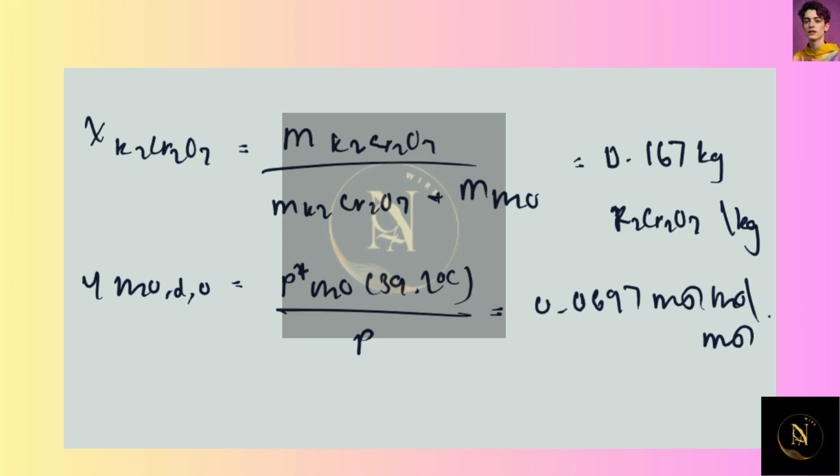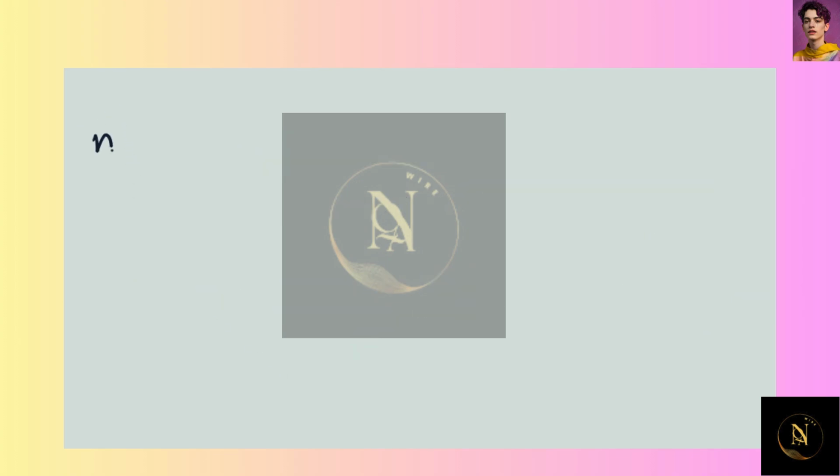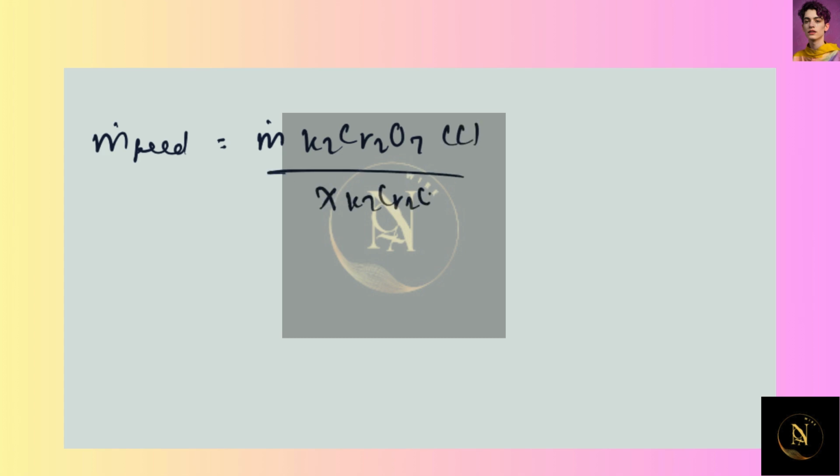So we have the mass flow rate of the crystals produced, that is 1,000 kilograms per hour, and the mass fraction of K2Cr2O7 in the feed solution, that is 0.21. So then our feed rate would be as follows. M dot feed is equal to M dot K2Cr2O7 crystals divided by X K2Cr2O7 feed. We get a value of 4762 kilograms per hour.